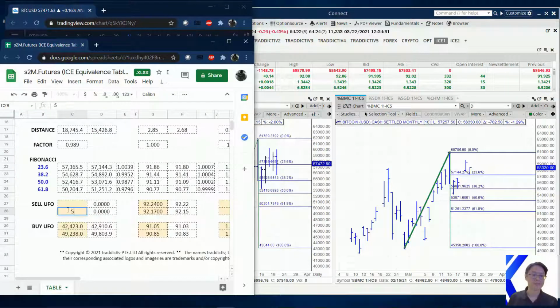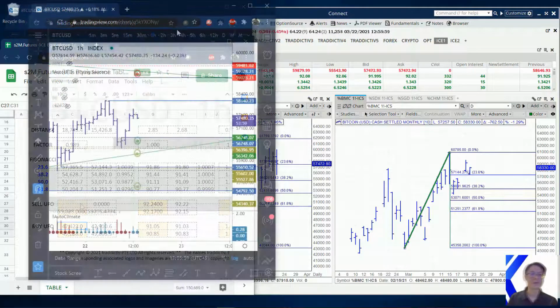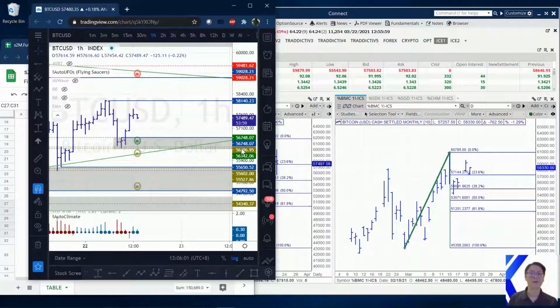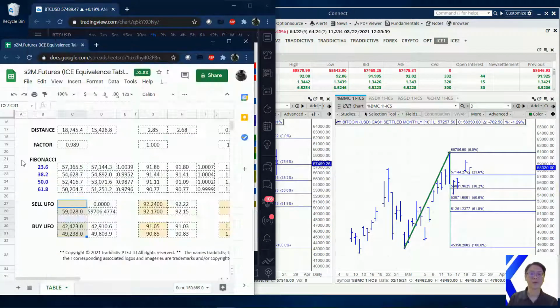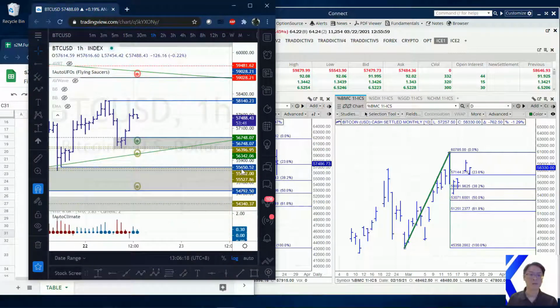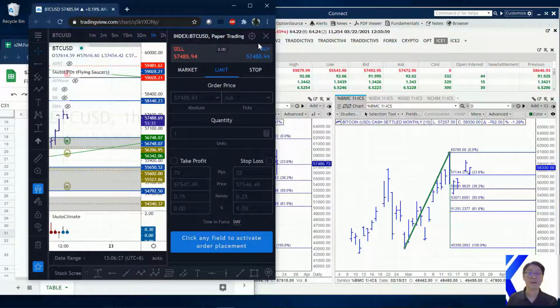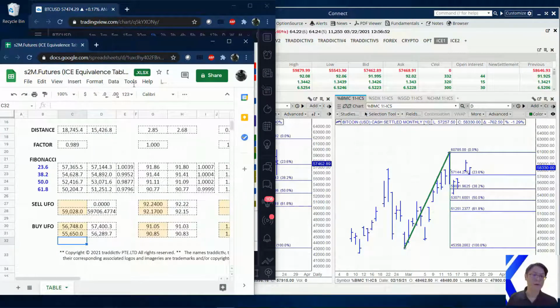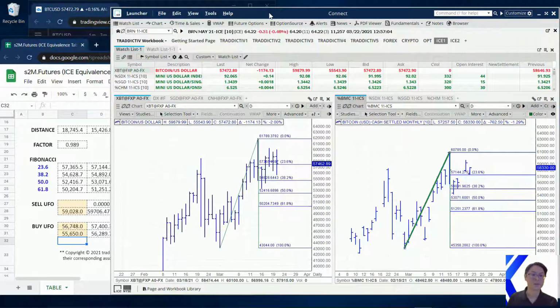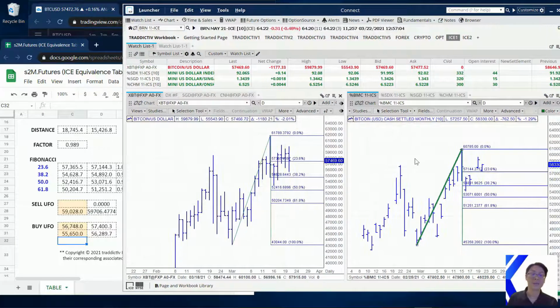So our target is 59,028. Put that over here first. And our entry was at 56,487.48. And our stop we were going to put down at 55,650. And then what that will do is give us our equivalents on the BMC contract.